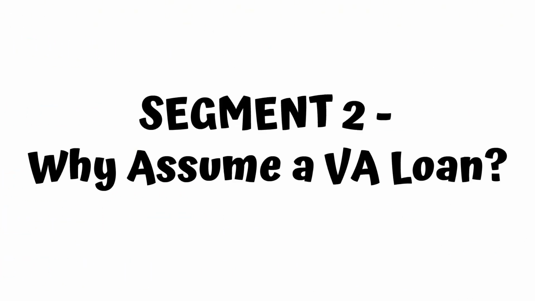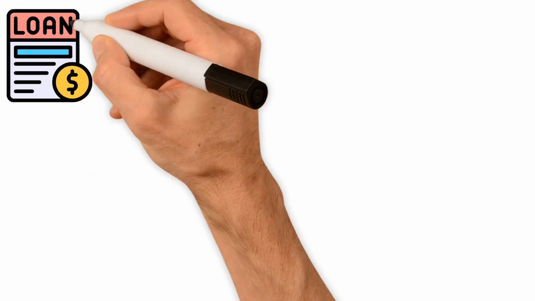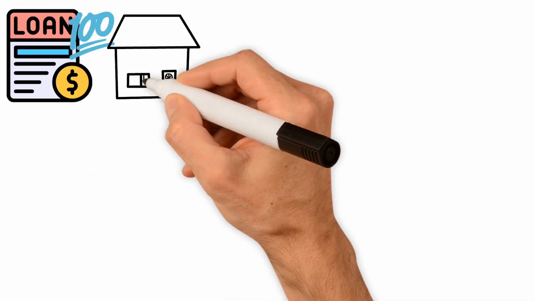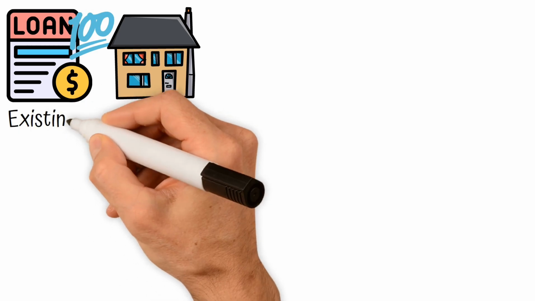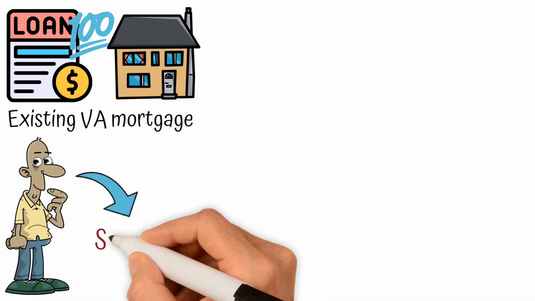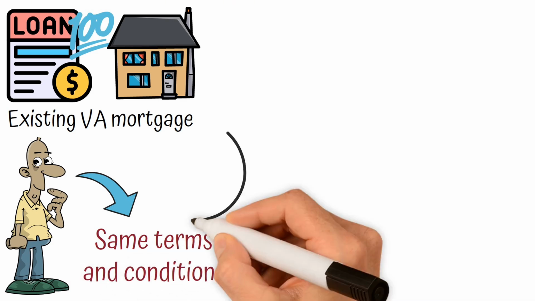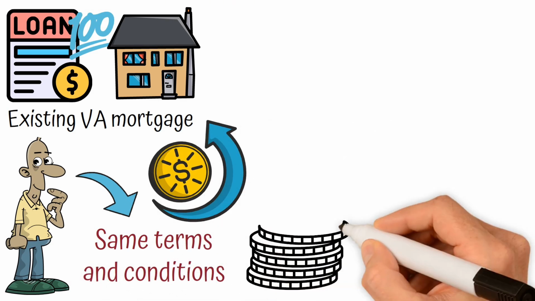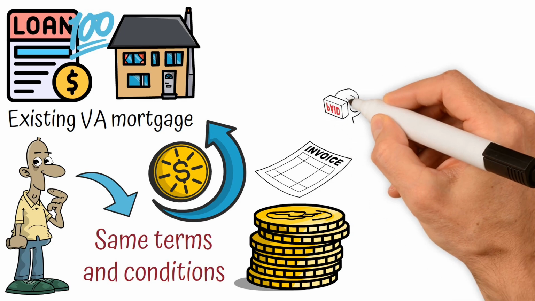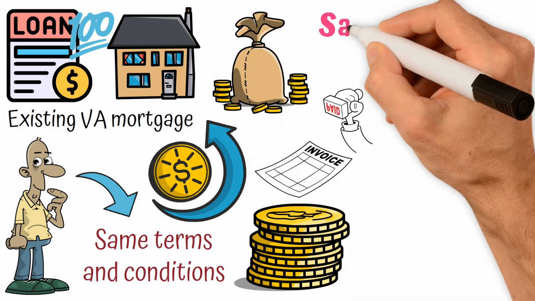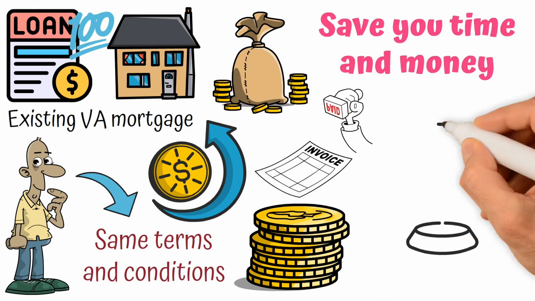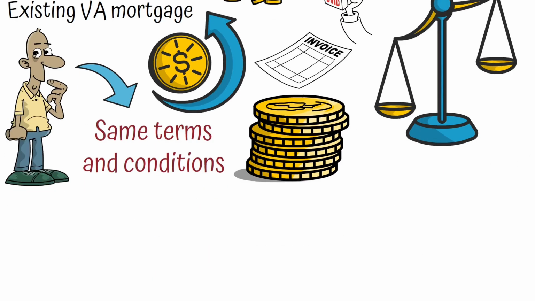Segment 2. Why assume a VA loan? Assuming a VA loan can be a great option for those looking to buy a home with an existing VA mortgage. It allows the new homebuyer to take over the loan with the same terms and conditions, including the interest rate, remaining balance, and repayment duration. Assuming a VA loan can save you time and money compared to applying for a new loan.